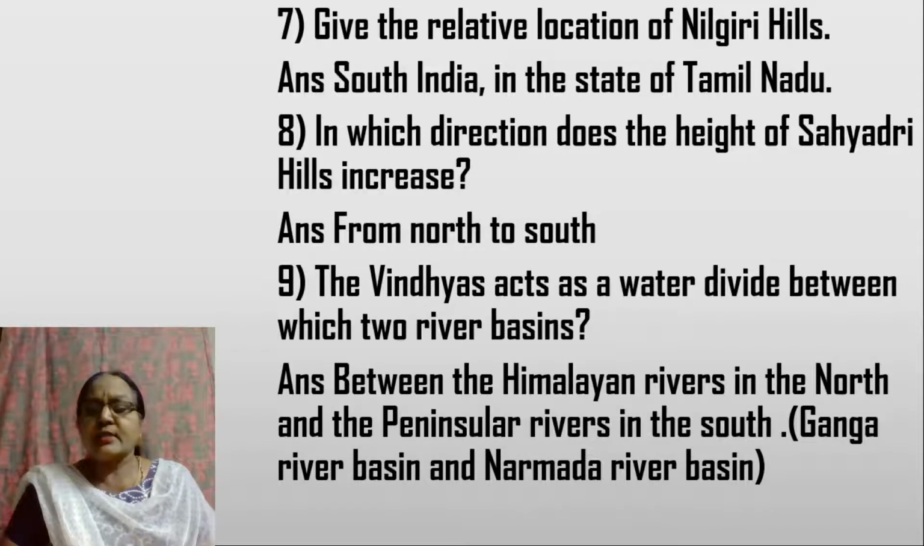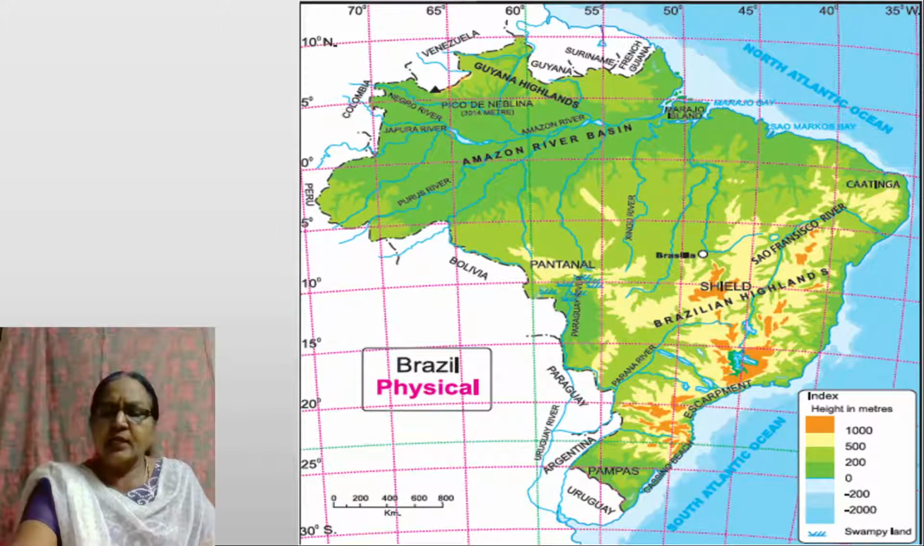The Vindhya acts as a water divide between which two rivers? Okay, so we have the Vindhya mountains. The Vindhya mountains act as a water divide between two important river systems. We have the Himalayan rivers as well as the Peninsular rivers. Or you can say between the Ganga and the Narmada rivers.